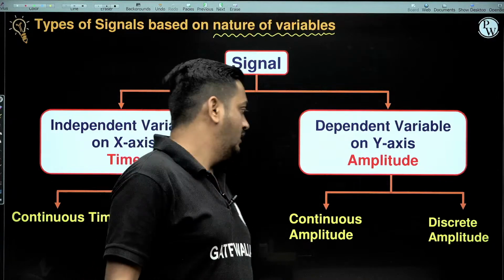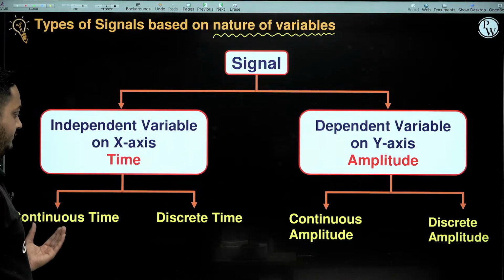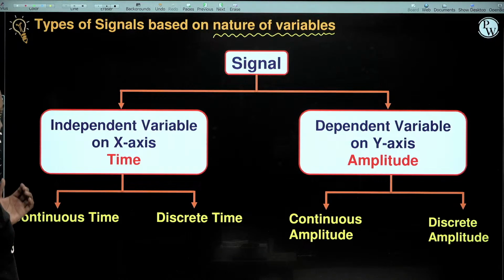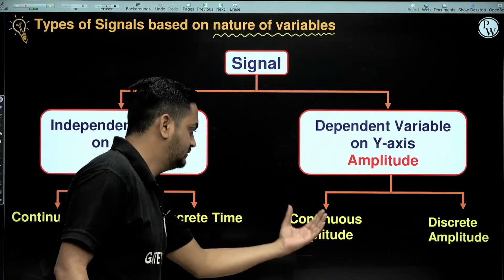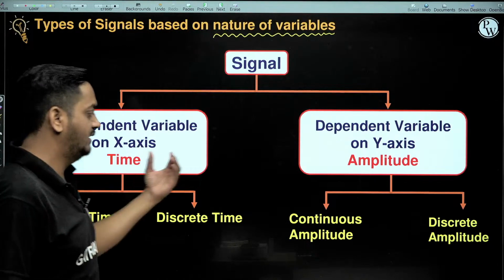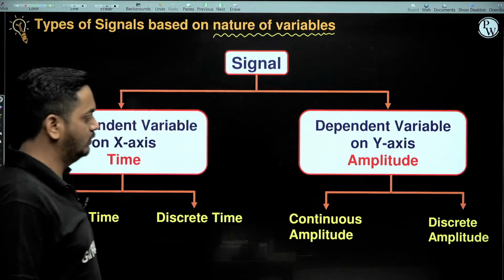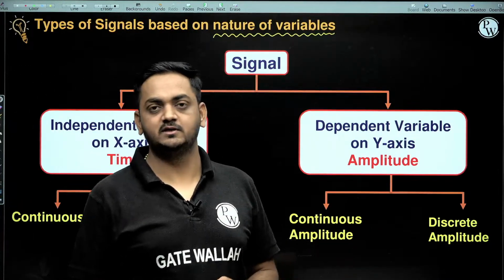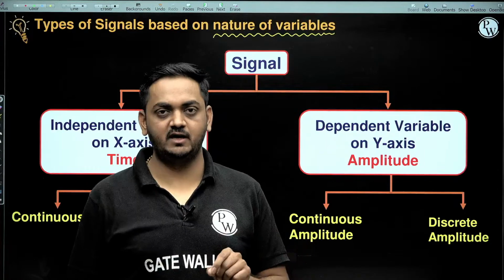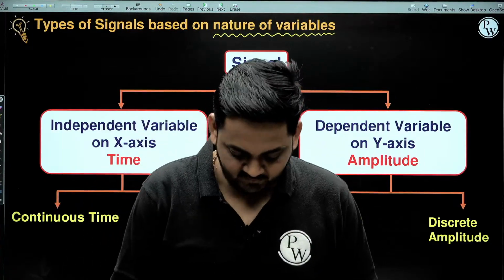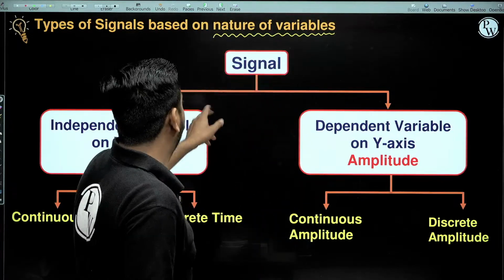First, we can say continuous time and continuous amplitude signal. Second, discrete time and continuous amplitude signal. Third, continuous time and discrete amplitude signal, and fourth is discrete time and discrete amplitude. I will explain each and every type with different examples. Okay, fine. Let us continue, guys.